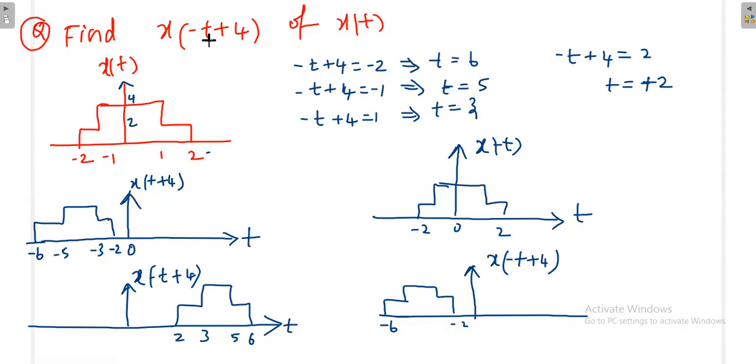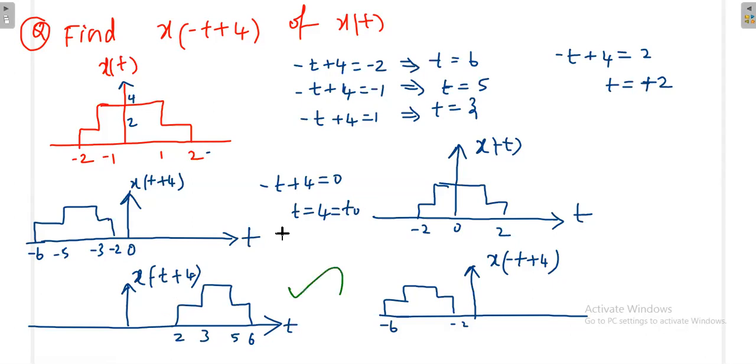Okay, see, effectively if you see this, finally minus t plus 4 is equal to 0. Then what is t? t is equal to 4. When t is equal to 4, instead of 4 you can assume t naught. Your t naught is positive, so finally your signal will be shifted towards right, but not the left side. So finally this is the correct answer.